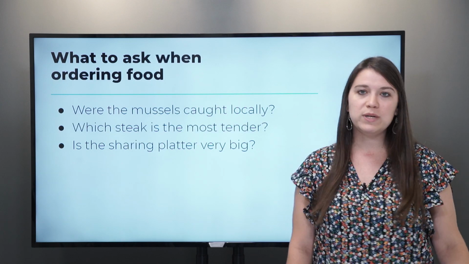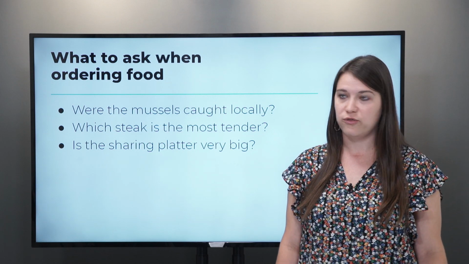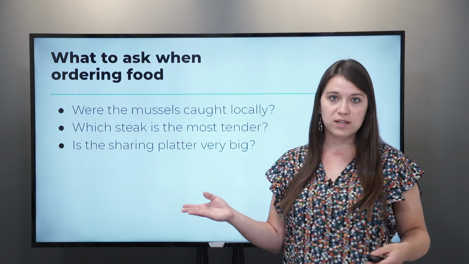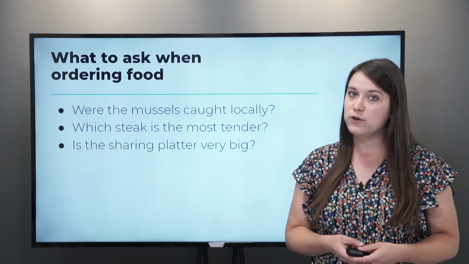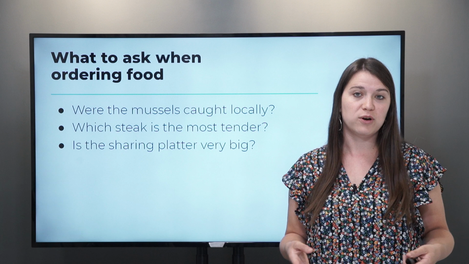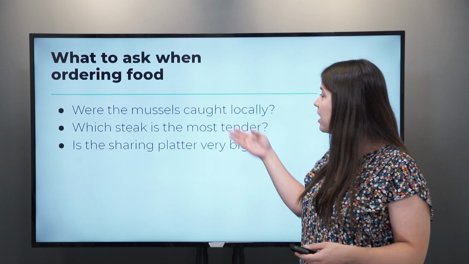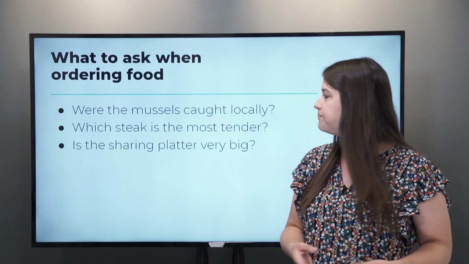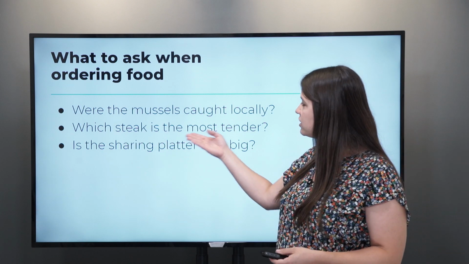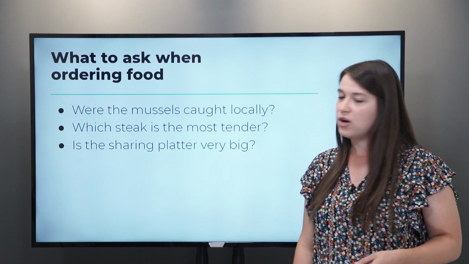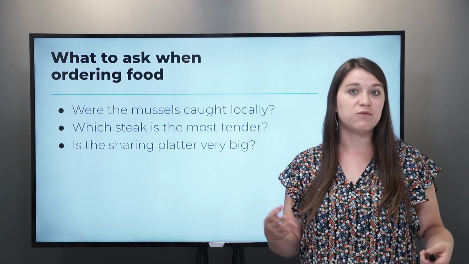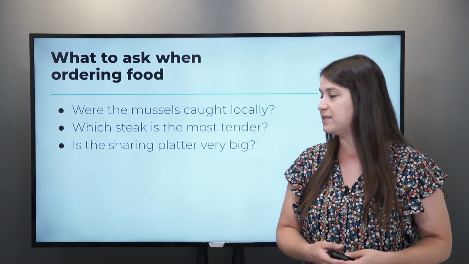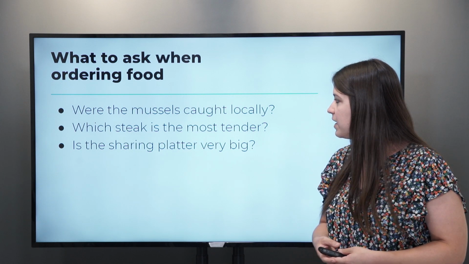Okay, what might you need to ask when you're ordering your food? Okay, for example, were the mussels caught locally? Okay, if you're ordering seafood, you might want to know or make sure that it's fresh. So if you say something like caught locally, it means that it's from that same day. Which steak is the most tender? Okay, so you can ask about the different kinds of meat that they have. If you want something that's tender, that's soft, you can ask for their recommendation.